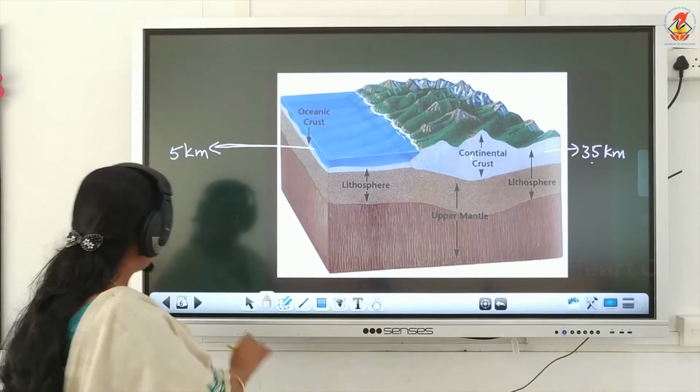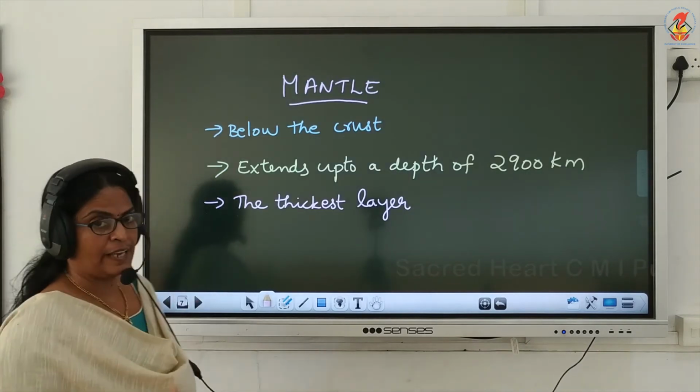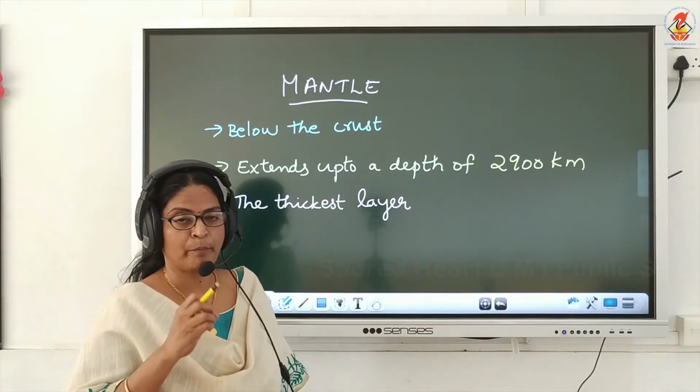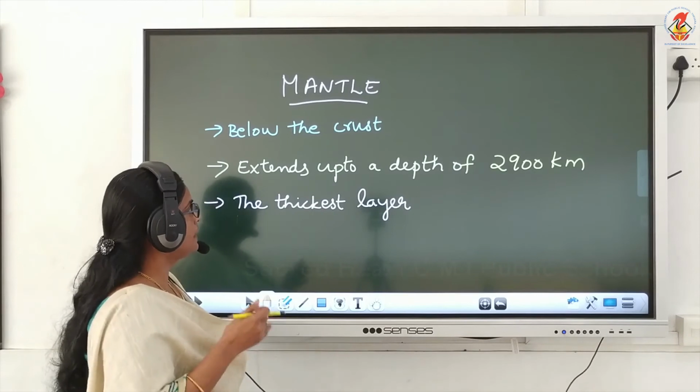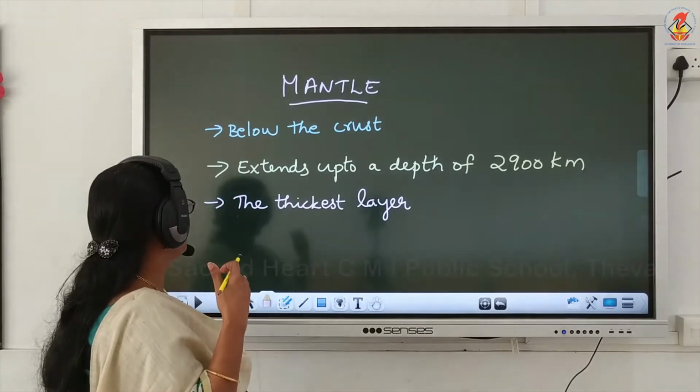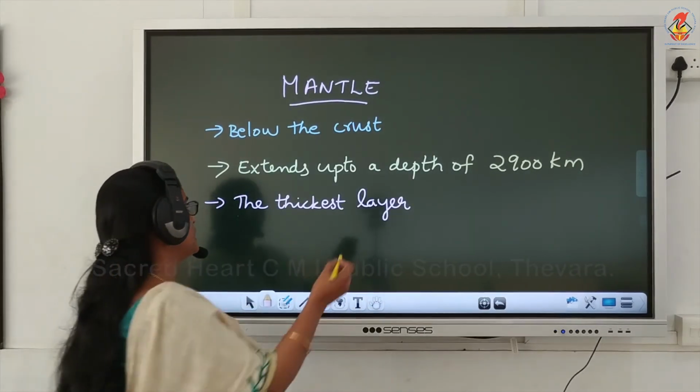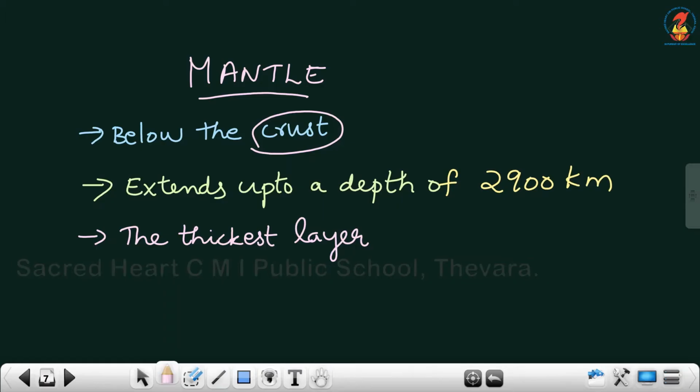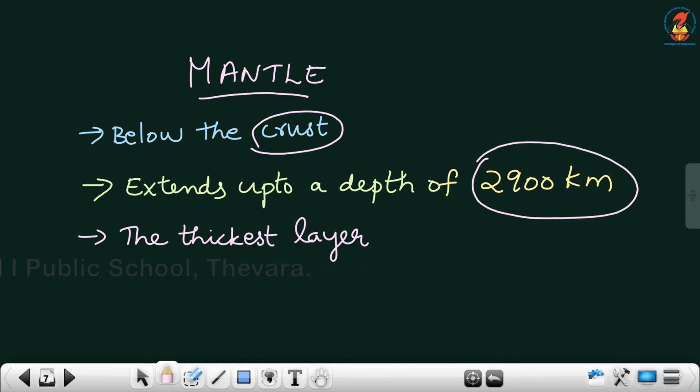Now we will study the next layer. What is the next layer? Mantle. Mantle is the second layer. It is just below the crust, and the mantle extends up to a depth of 2900 kilometers. Children, it is the thickest layer.